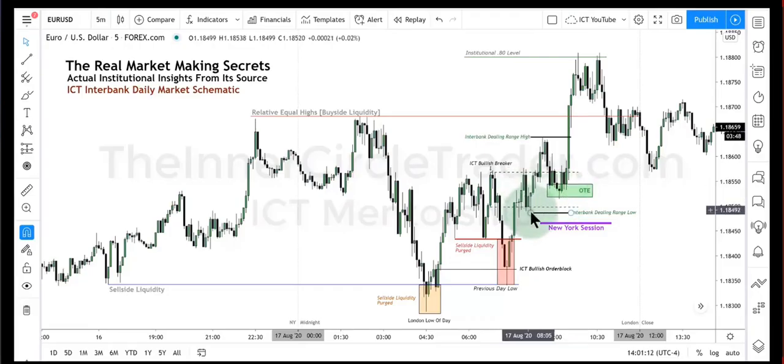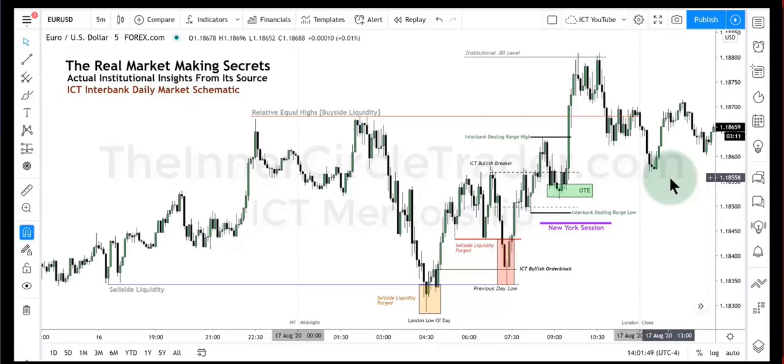We're below 50% of the low to high of this interbank dealing range, so we are in a discount. We trade to optimal trade entry. We trade into the mean threshold of this big down close candle. We have the mean threshold of the bullish breaker overlapping with the New York session and with a bullish bias. What was the bias outlined on the weekend edition last Friday? We were looking for higher prices in euro, higher prices on cable, and lower prices on the dollar index.